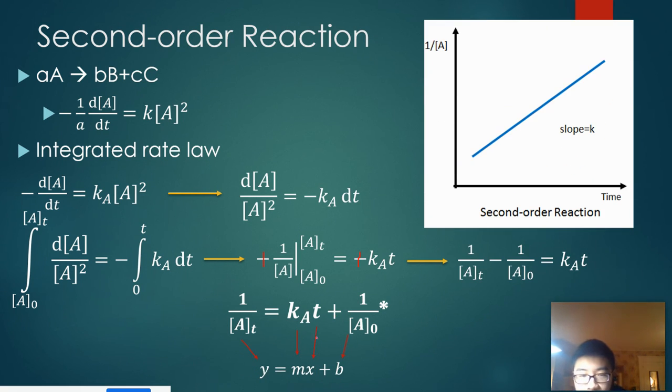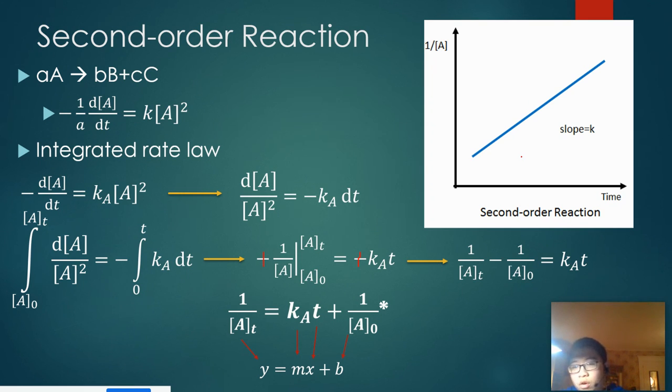As you can see, in this case, t is still x, but what's different is that m, the slope, is ka, not negative ka. And y is 1 over [A]t. So if your graph is 1 over [A] versus time, as you can see, the slope is positive in this case because the slope is just ka, not negative ka. So it's linear and the slope is positive.